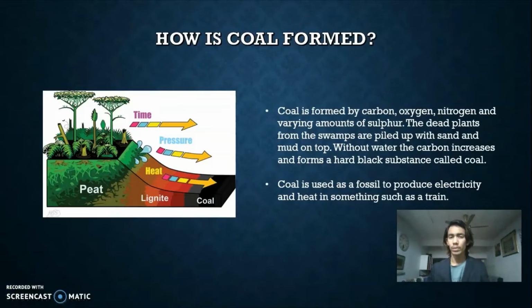So how is coal formed? Coal is formed by carbon, oxygen, nitrogen, and varying amounts of sulfur. The dead plants from the swamp are piled up with sand and mud on top. Without water, the carbon increases and forms a hard black substance called coal. Coal is used as a fossil fuel to produce electricity and heat, in something such as trains.